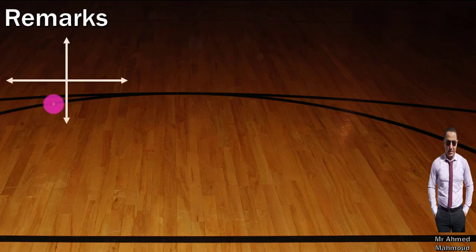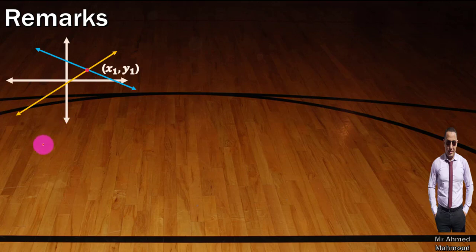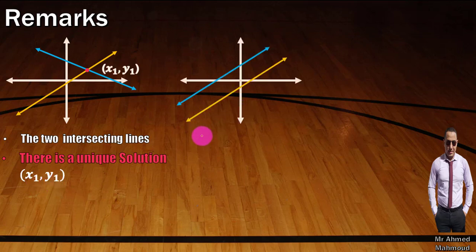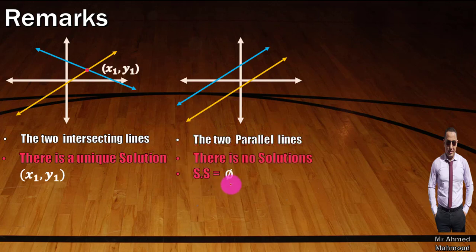The first case with us, if we have two intersecting lines at one point, and the point of the intersection is called x1 y1. So the two lines here are called two intersecting lines, and they have a unique solution or only one solution, which is x1 y1, and the solution set in that case is x1 y1. Another case, if we have two parallel straight lines like this, then there isn't any solution and the solution set is phi.